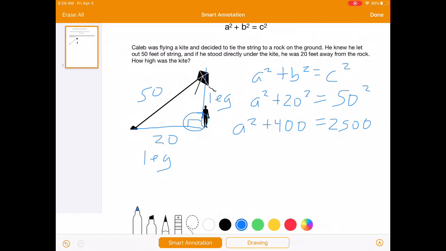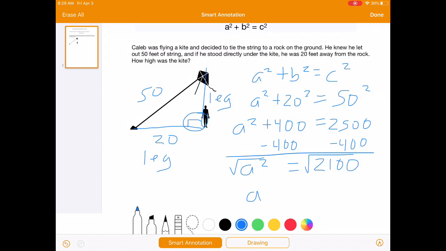And since we're missing a leg, we need to subtract 400 from both sides to start isolating a. So a squared is 2,100. And then we are going to take the square root of both sides to get a by itself. And 2,100 is not a perfect square, so we're going to end up with an irrational number, an estimate. And it turns out that a is about 45.8 feet. So Caleb was actually doing all this to figure out how high his kite is actually getting off of the ground. And it turns out that that kite is about 45.8 feet high.